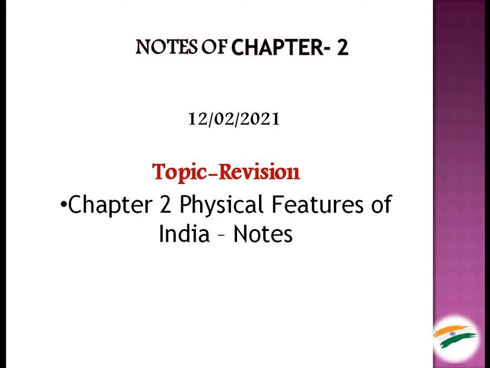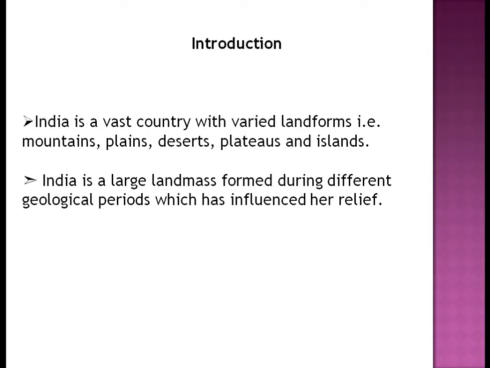Let's see the notes. On 12th Feb, we are going to see the notes of chapter number 2 from Geography. The name of the chapter is Physical Features of India. Let's proceed. First, we are going to see the introduction of the chapter. India is a vast country with varied landforms: mountains, plains, deserts, plateaus, islands.